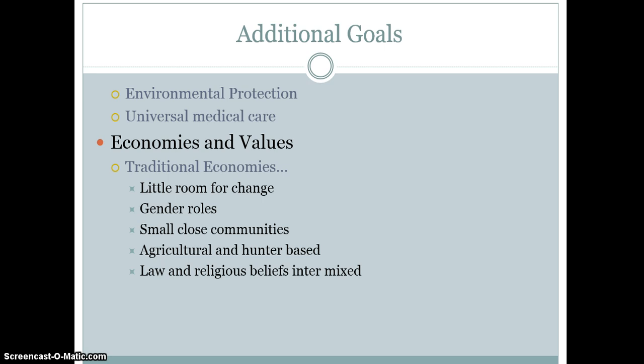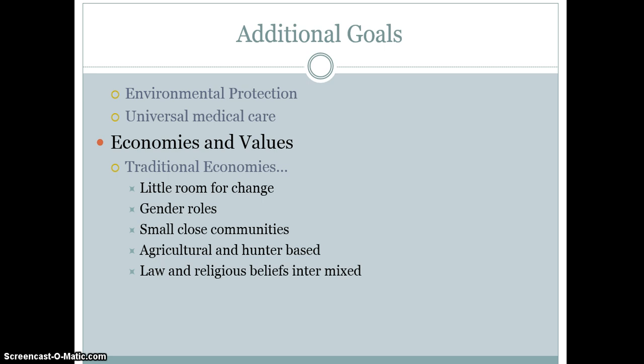So let's talk about economy and values next. Your first vocab term is going to be a traditional economy. This is your first economic system. In a traditional economy, there's little room for change. Most of the time, there are gender roles. So if you want to go back to the old days, men would go out and hunt, women would stay in, take care of the kids, manage the household, maybe go gather vegetables, take care of a garden, things like that.